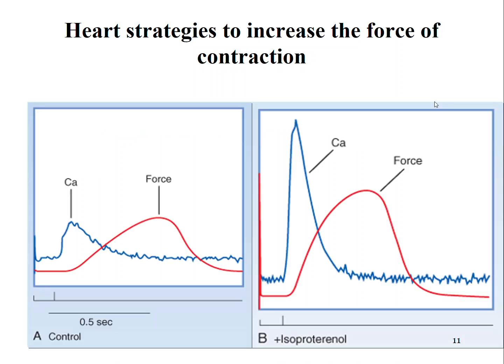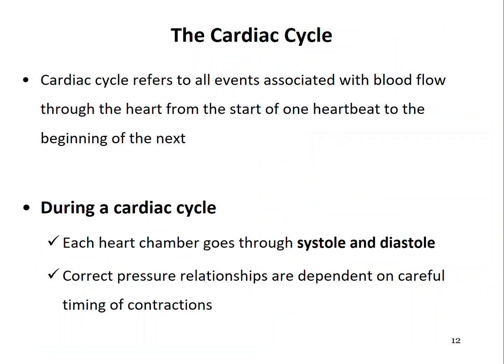The cardiac muscle can increase the contraction force by increasing the amount of calcium which is released during an action potential. So if you need to increase the cardiac contraction force, the cells will release more calcium, and this extra calcium makes it possible to have a higher contraction force. So, the cardiac cycle.